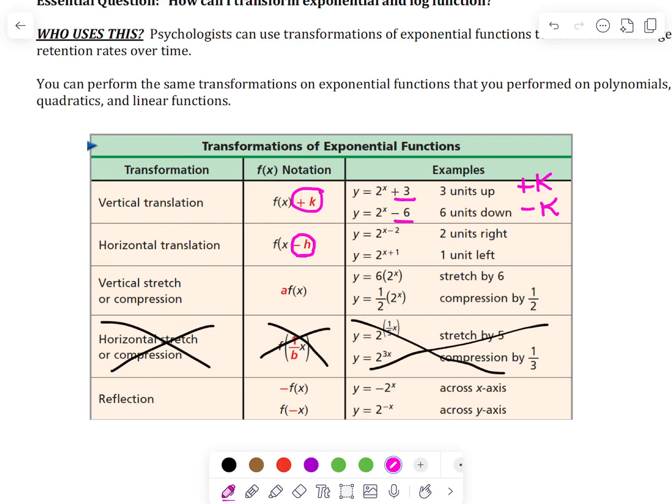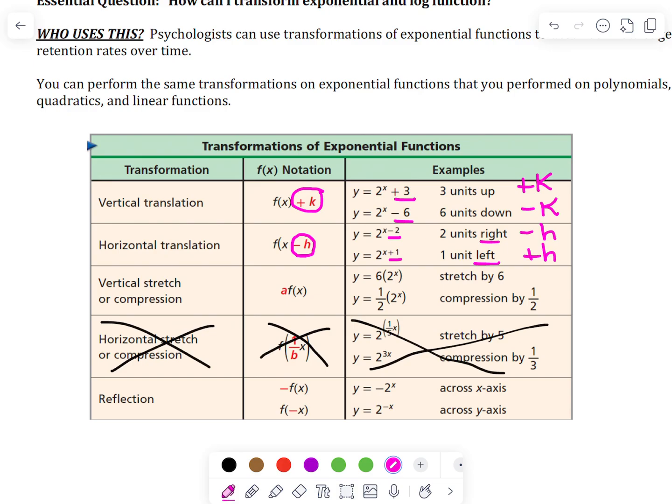And if it's a minus 2, so notice it's up in the power, it's going to move it to the right. So minus h moves it to the right, and then a plus h will move it to the left.